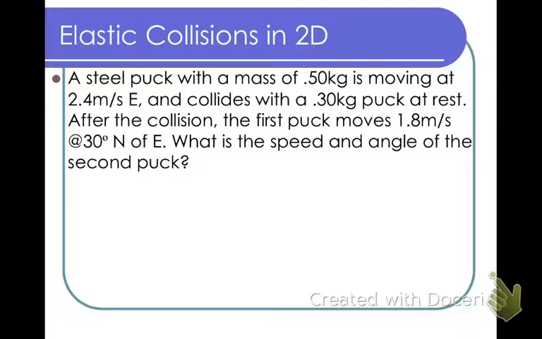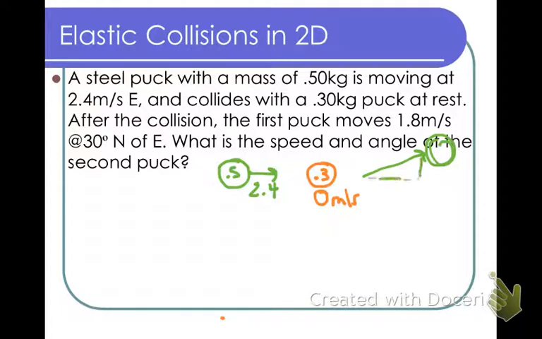Alright, so what we see here is a puck that's moving east. It has a mass of 0.5 kilograms. It's moving east at 2.4 meters per second. It's going to collide with a 0.3 kilogram puck that's initially at rest. After the collision, the first puck moves 1.8 meters per second at 30 degrees north of east, which means we're going to start moving basically out like this, 30 degrees, 1.8 meters per second. And then we're going to find the speed and the angle of the second puck.